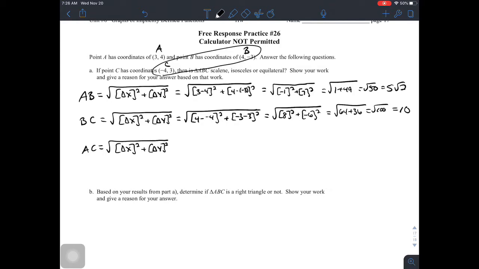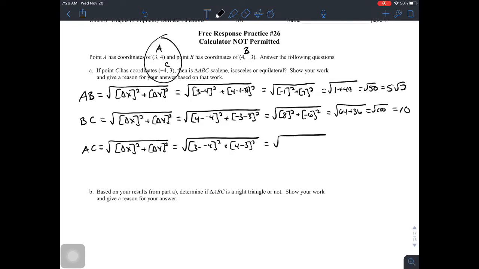The length of AC, which I'm looking at these ordered pairs now. I'm going to take top minus the bottom. 3 minus a negative 4, it's going to be 7. And 4 minus 3, it's going to be 1. So I got 7 squared plus 1 squared. 7 squared is 49. 1 squared is 1. This is square root of 50. This is 5 square roots of 2.